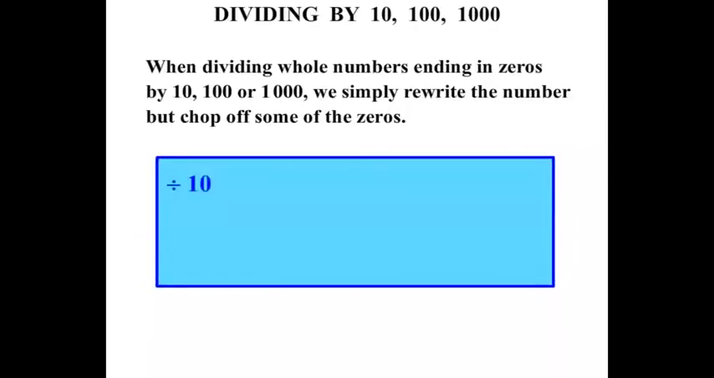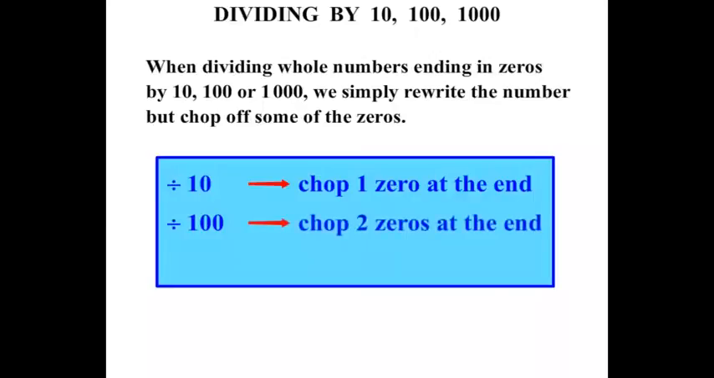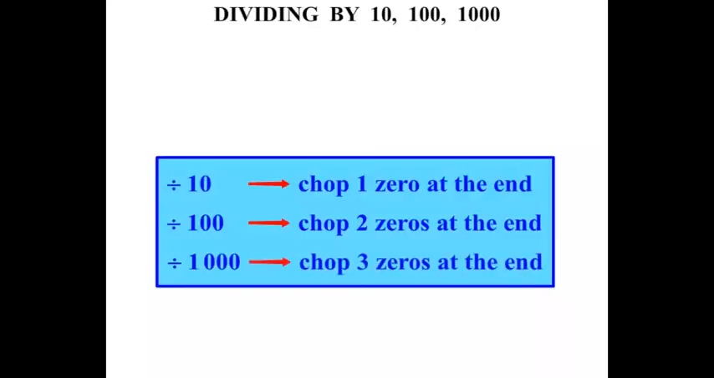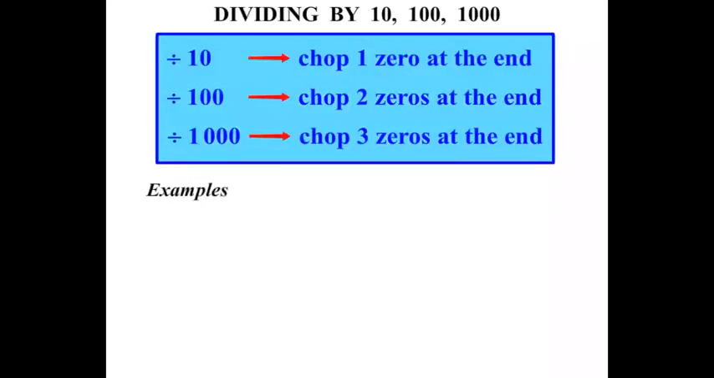If we divide by 10, we're going to chop 1 zero at the end. If we divide by 100, we're going to chop 2 zeros at the end. And if we divide by 1000, we chop 3 zeros at the end. Let's look at some examples now.